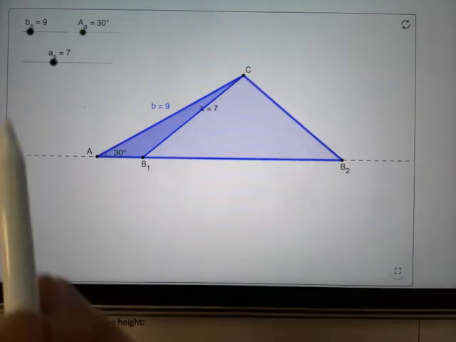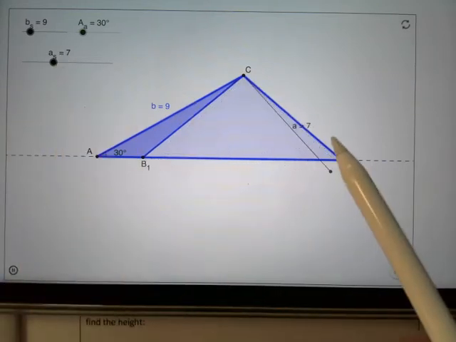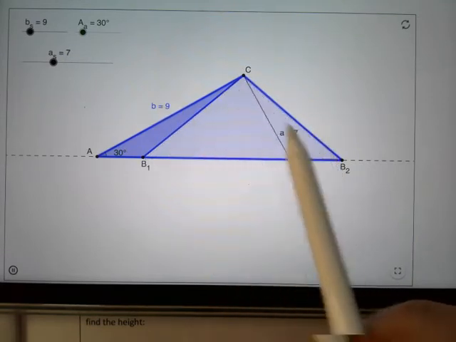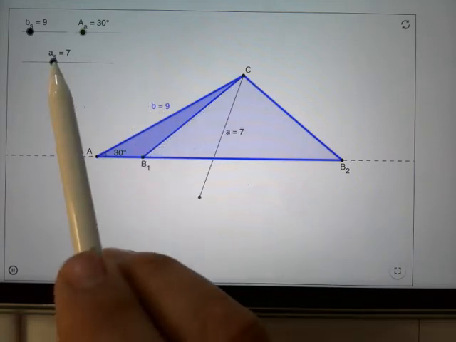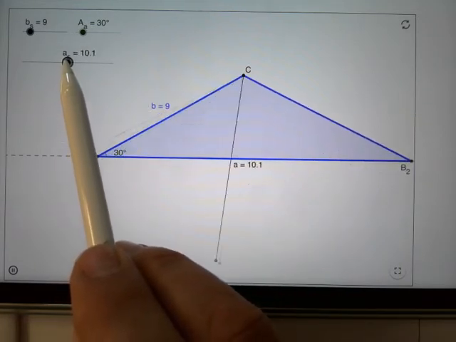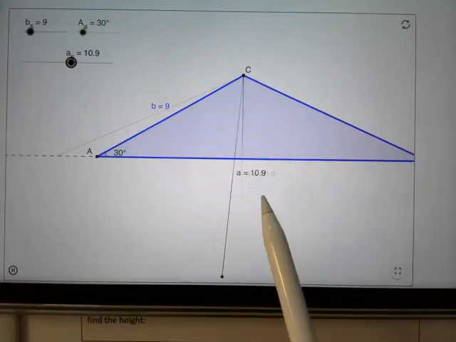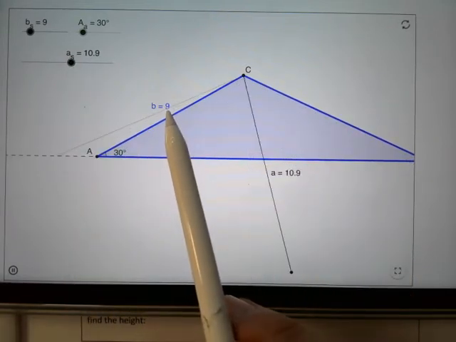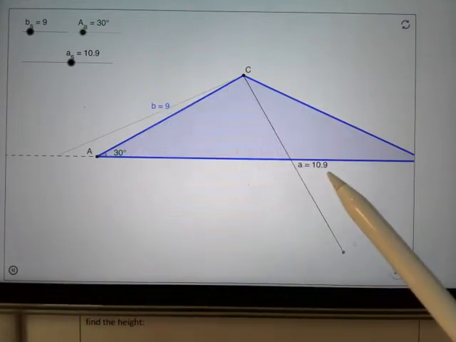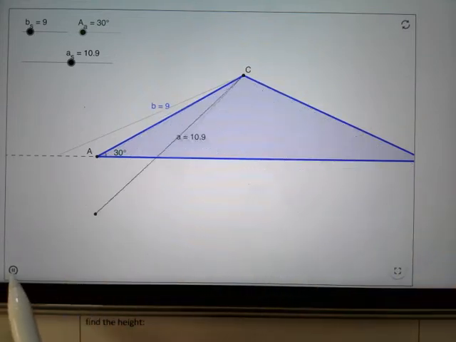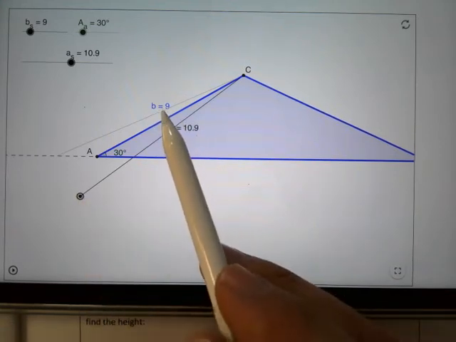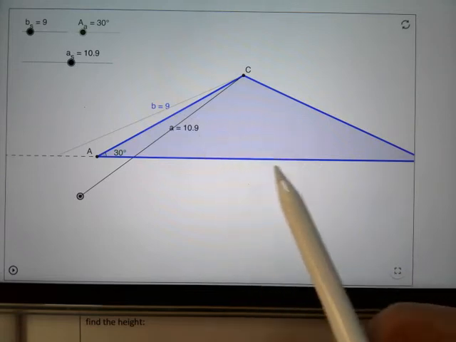One more thing. You notice that 7 compared to 9 is smaller, right? If this side is longer than the first side, so the string is longer, can you see it? If it's 10.9 compared to 9, there's only one triangle possible.